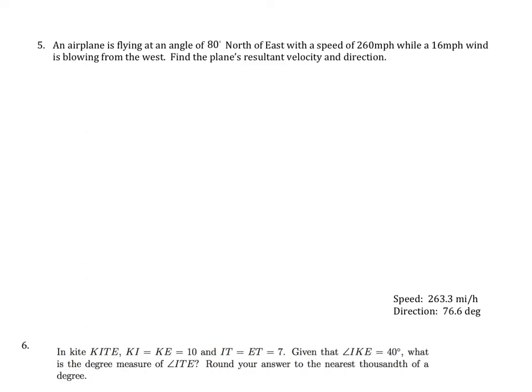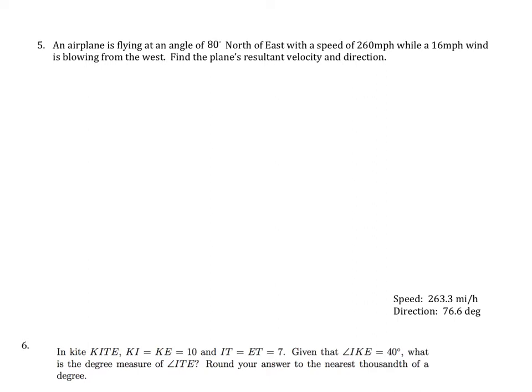This is a solution to problem number 5 from the Triangle Trig applications notes. This is another vector application which we're going to solve using triangle trigonometry rather than vectors. We're told that an airplane is flying at an angle of 80 degrees north of east with a speed of 260 miles per hour while a 16 mile per hour wind is blowing from the west. And we're asked to find the plane's resultant velocity and direction.